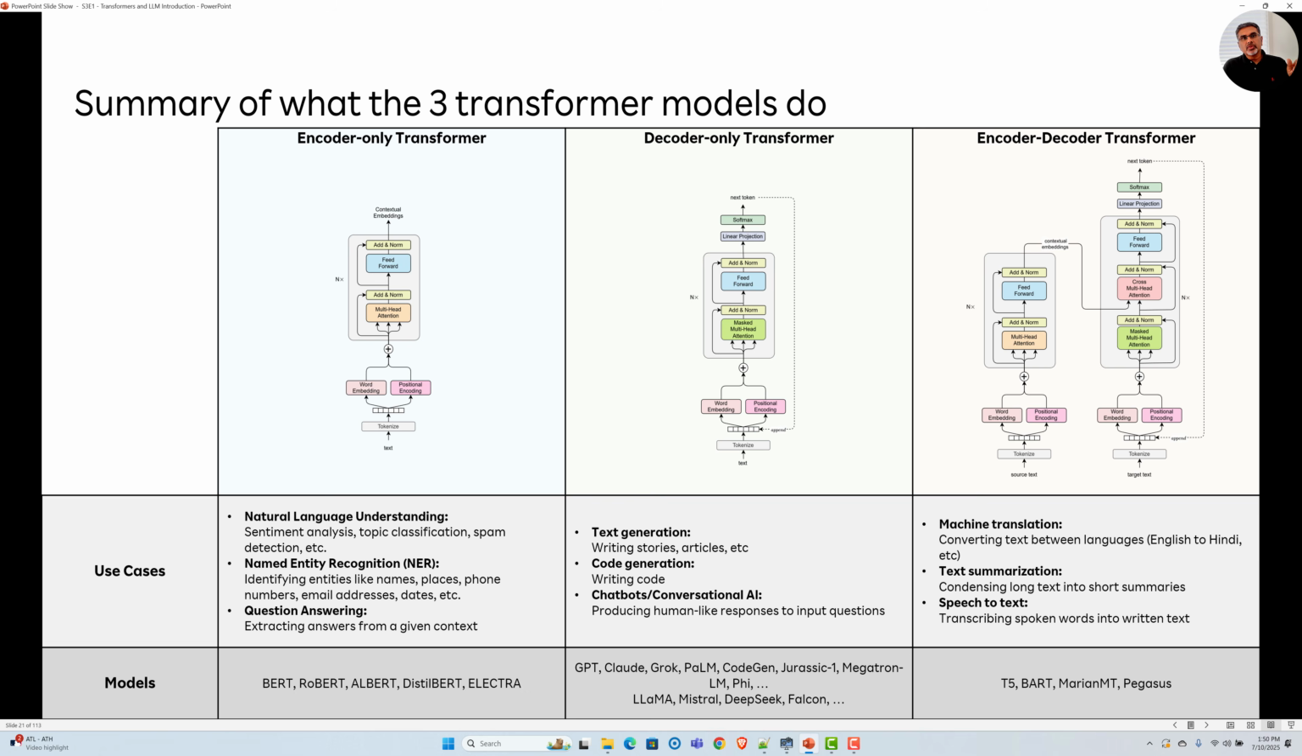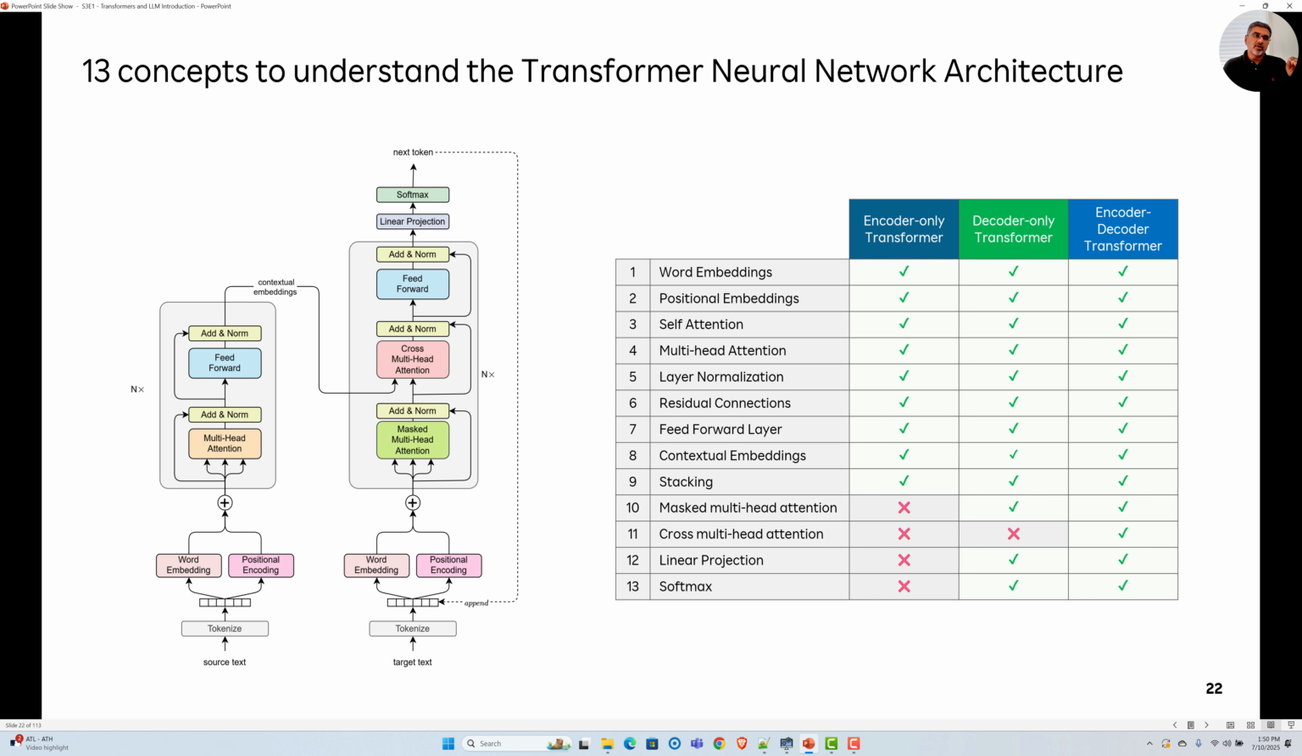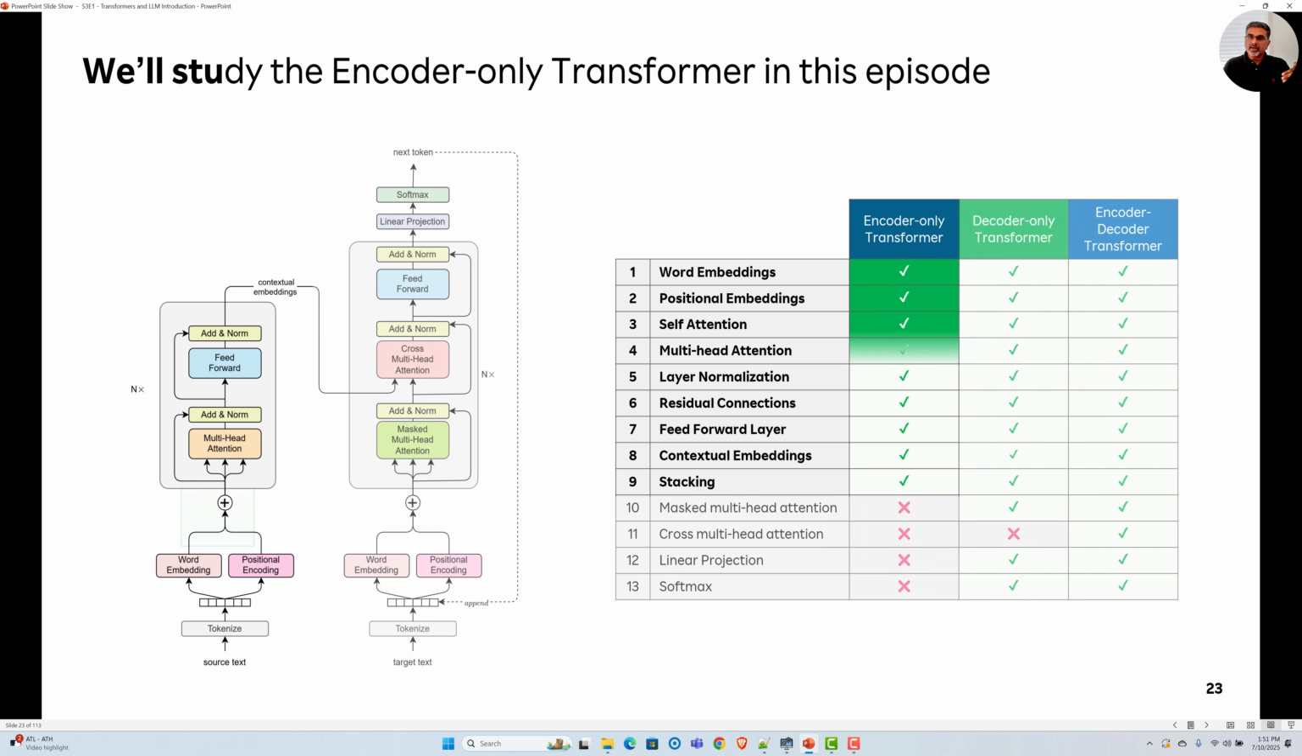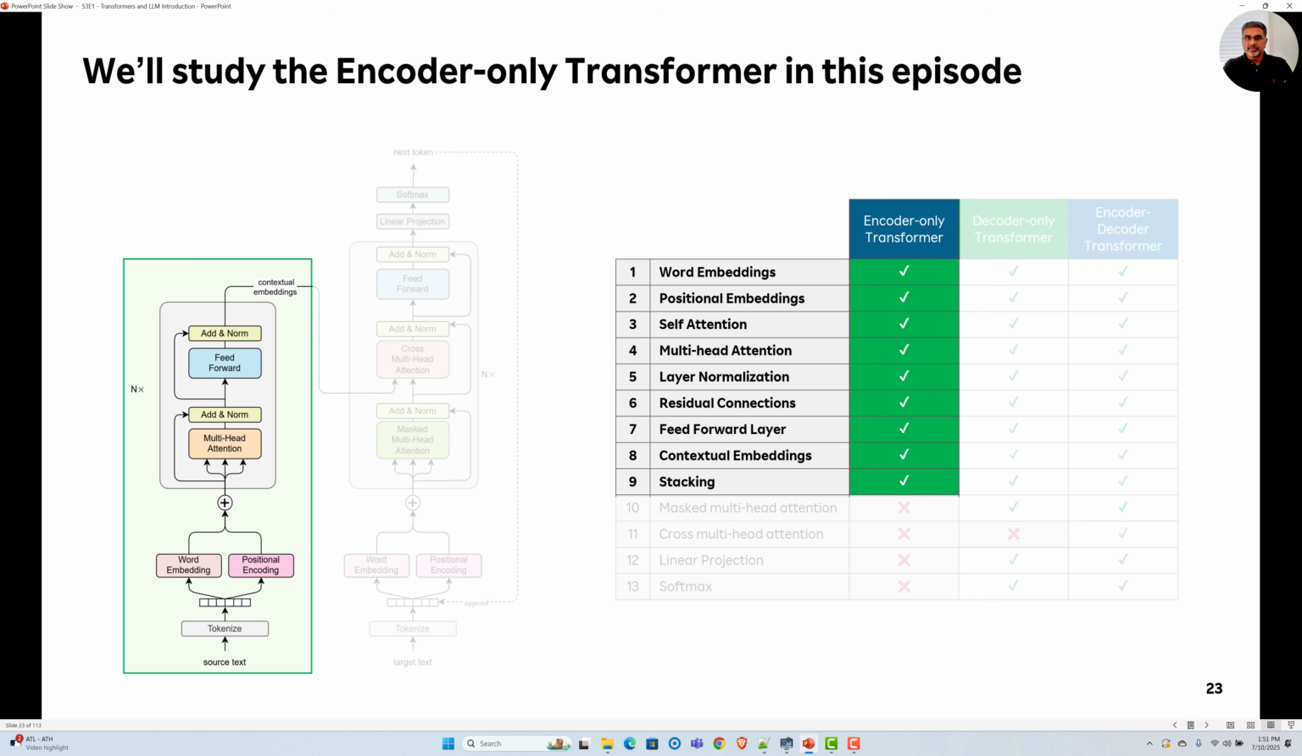So with this out of the way, let's now get an understanding of the individual building blocks that form the transformer. To understand all three types of transformers, we just have to understand 13 concepts, which I show here, and I also show you a table that tells you which of these concepts applies to which of these transformers. Now, 13 is quite a bit to capture in one episode. So I want to show you a subset of that, but in such a way that you feel you have completeness, that you essentially have an understanding of at least one of the models.